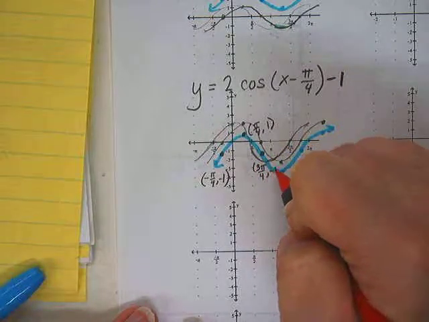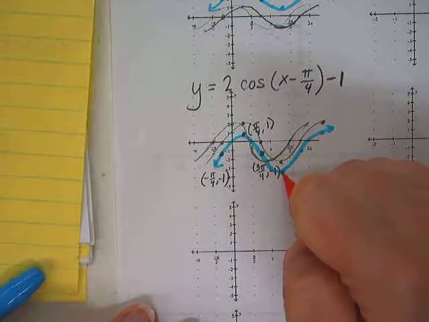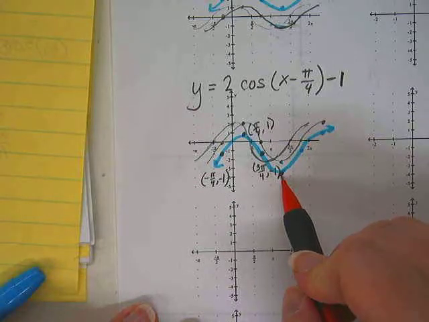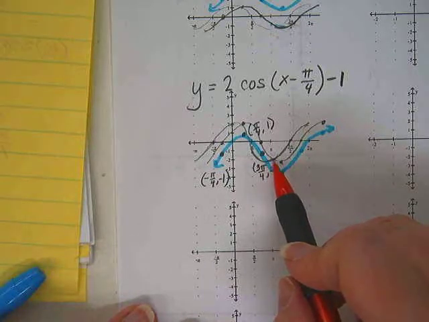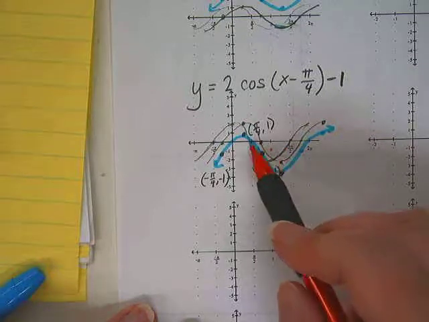This key point right here would have started at π/2, but we moved it to the right π/4. Okay, that one's a little tricky. What's π/2 plus π/4? 3π/4. Okay, so that point right there is going to be at 3π/4, and then it's also down 1.